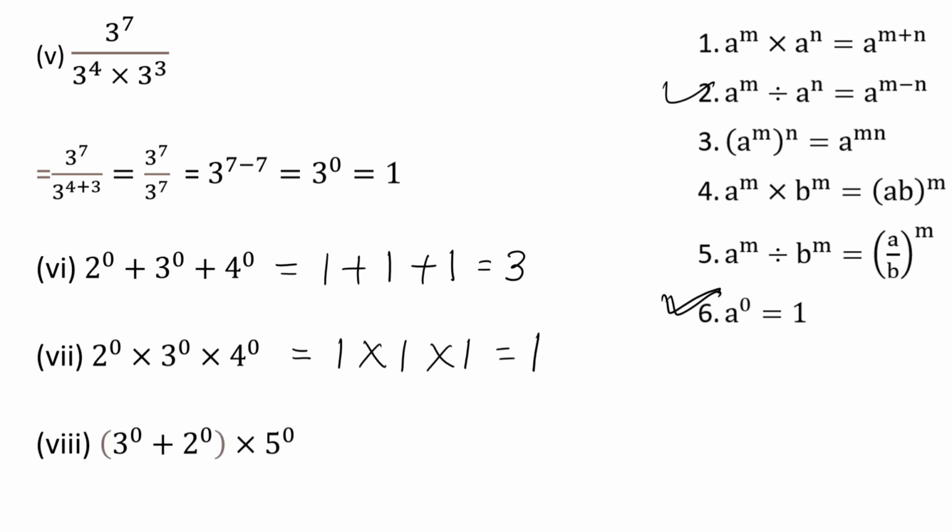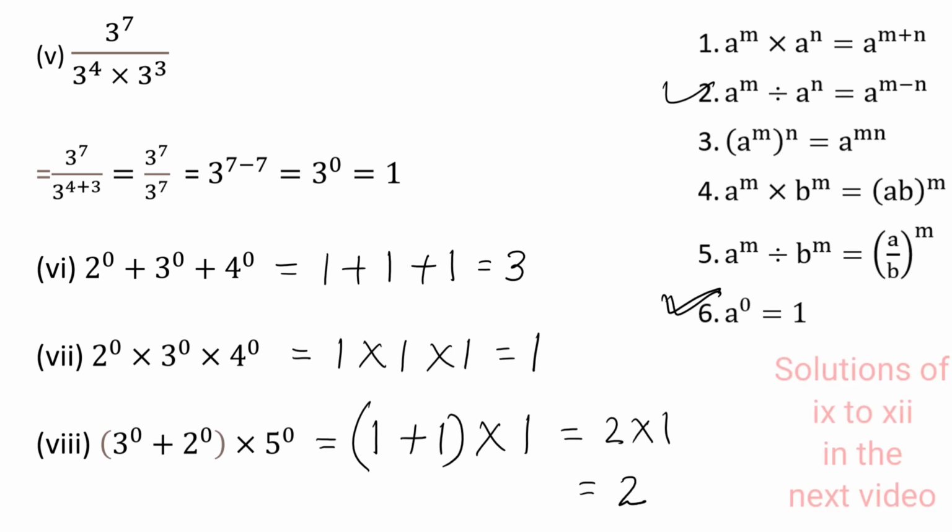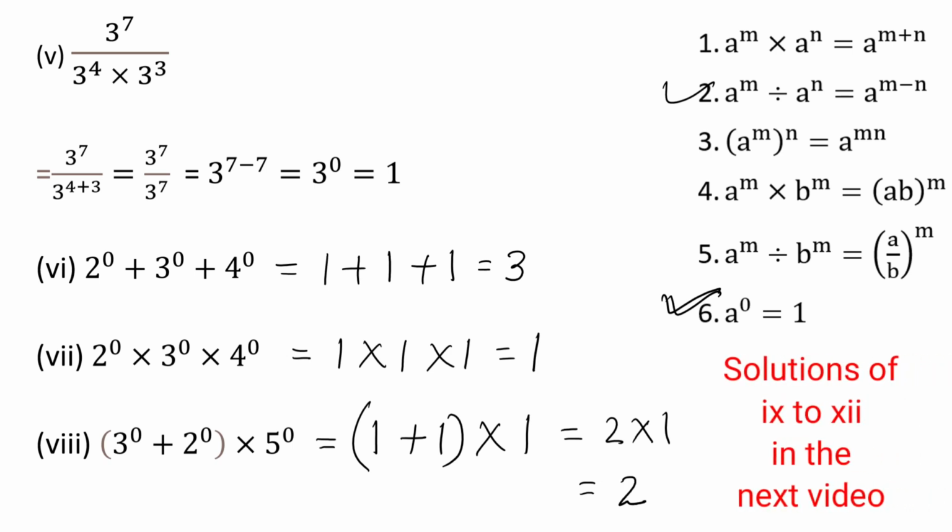That's the answer. Eighth one, 3 raised to the power of 0 plus 2 raised to the power of 0, whole thing multiplied by 5 raised to the power of 0. So this would be 1 plus 1 within brackets into 1. So 1 plus 1 is 2 into 1. Answer is 2. The rest of the problems we'll discuss in the next video.